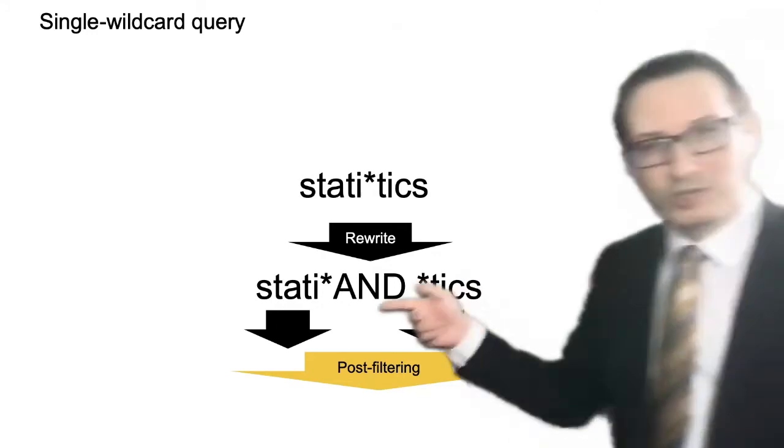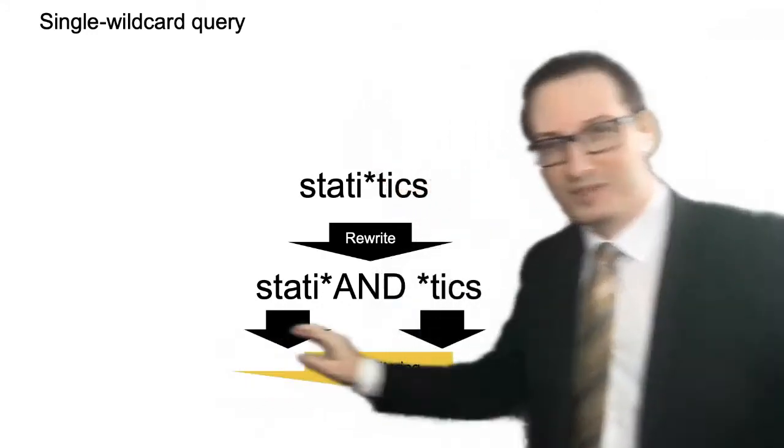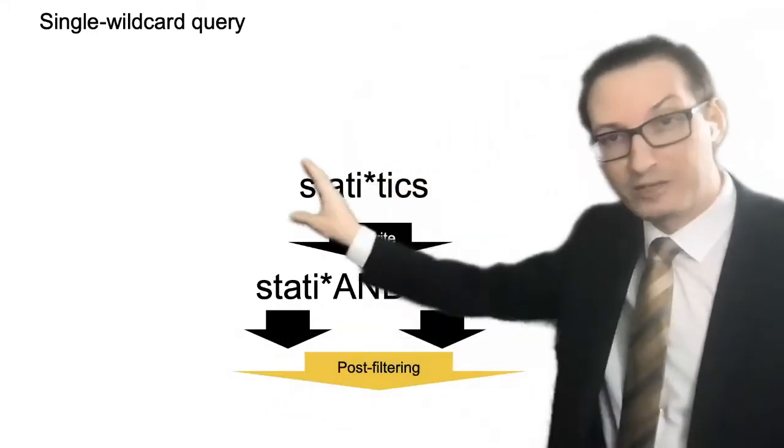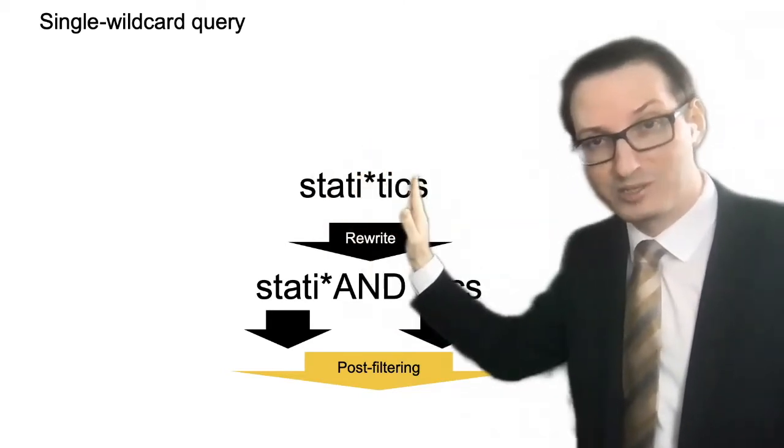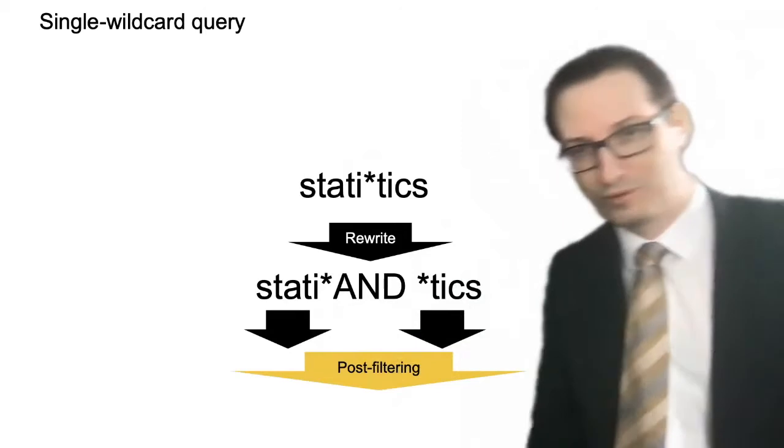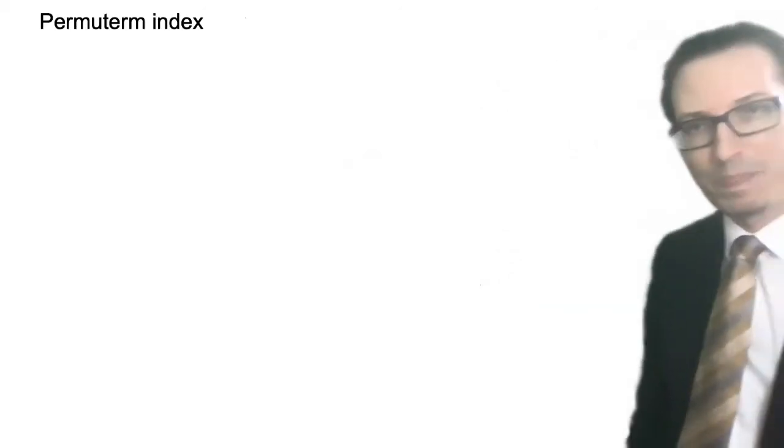Okay, so what do we do? We just need to post filter. We have the intersection, and then we need to come back to the original query and test again. If a term matches the original query, we keep it, otherwise we get rid of the false positives. Okay.